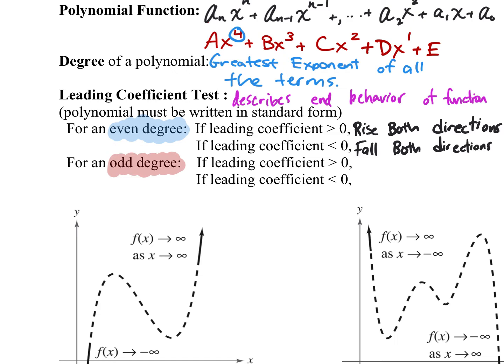With odd degree polynomials, we're going to end up going one up and one down. They won't match like the even degree polynomials did. If the leading coefficient is positive, our graph would fall to the left and rise to the right. And the opposite will be true if that leading coefficient is negative. It will rise to the left and fall to the right.